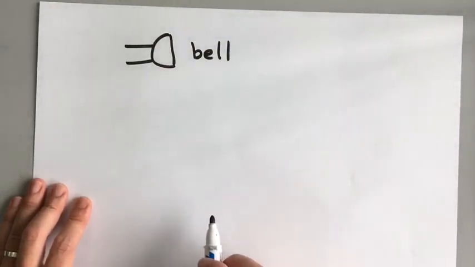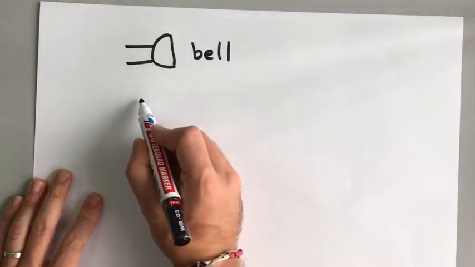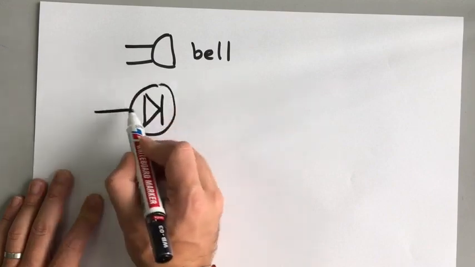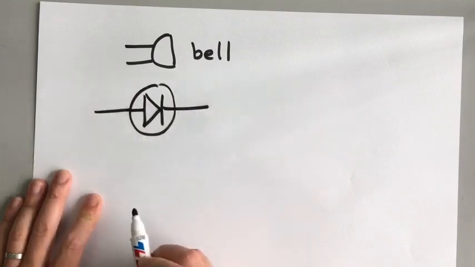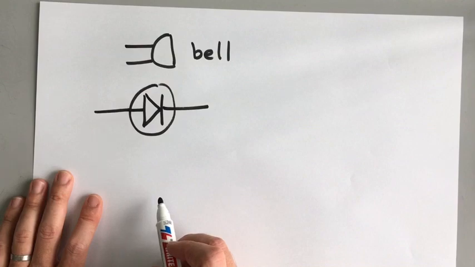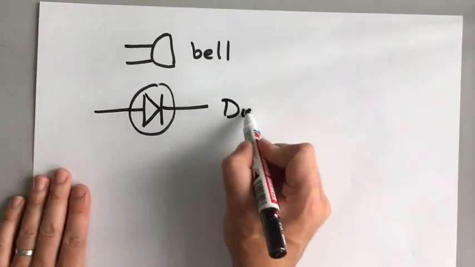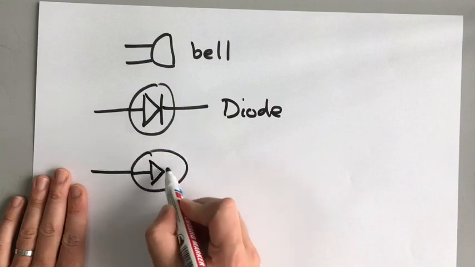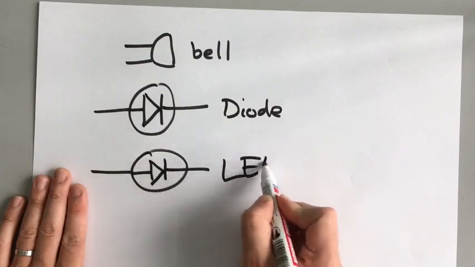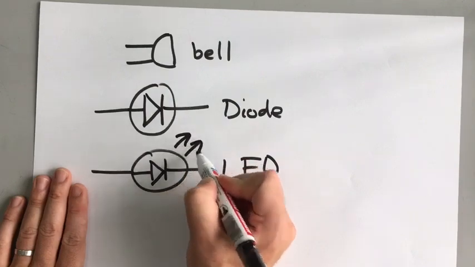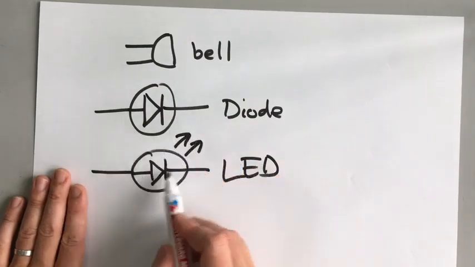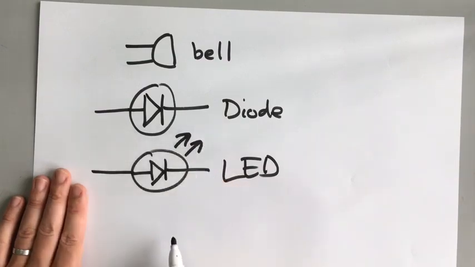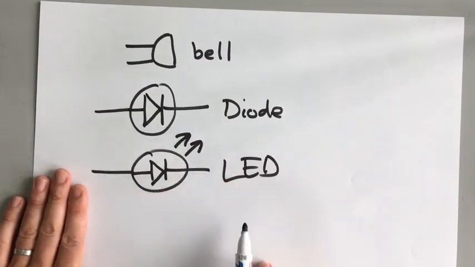You need to also know what a diode looks like. Now, a diode is something that only lets electricity flow in one direction. And a diode looks like that, sometimes with and sometimes without that circle. And similar to that is an LED, which is a light emitting diode, which is exactly like a diode except it gives off light, and these two arrows represent light. You've probably heard of LEDs before.